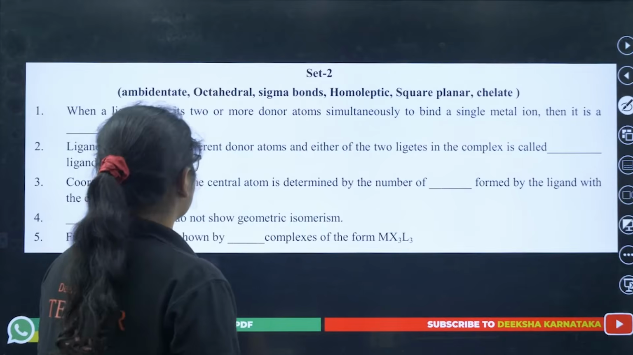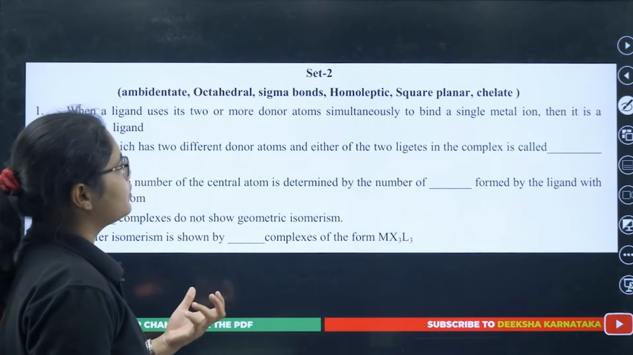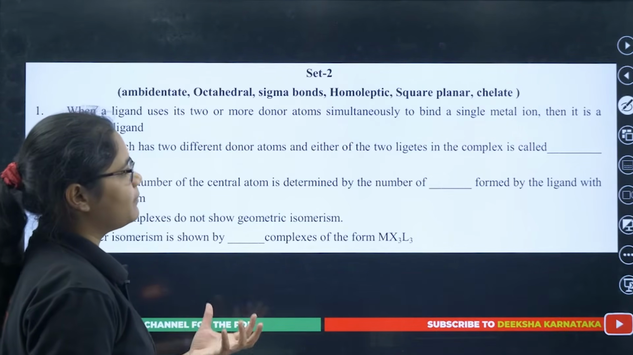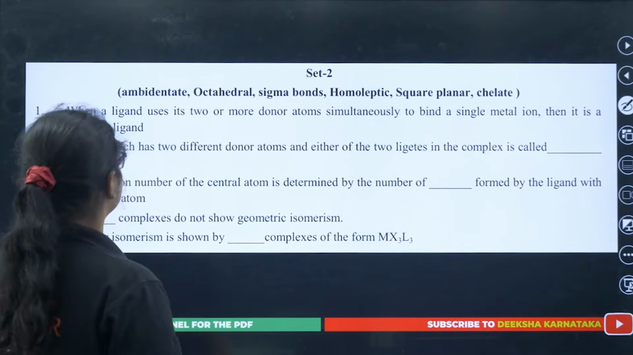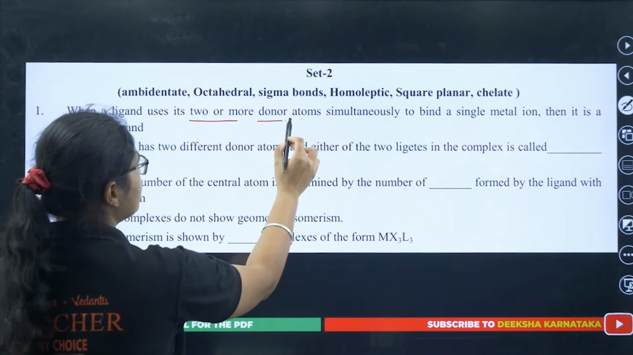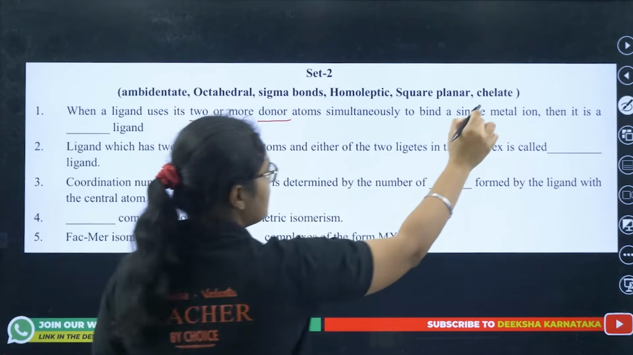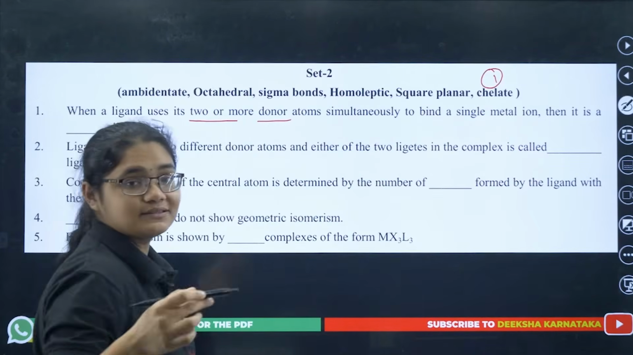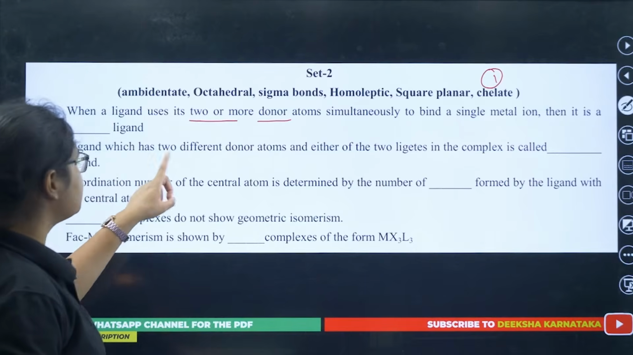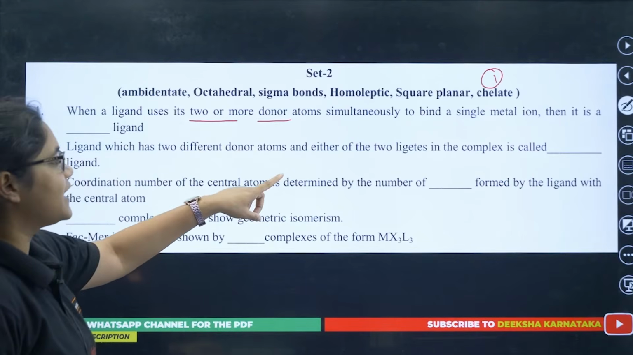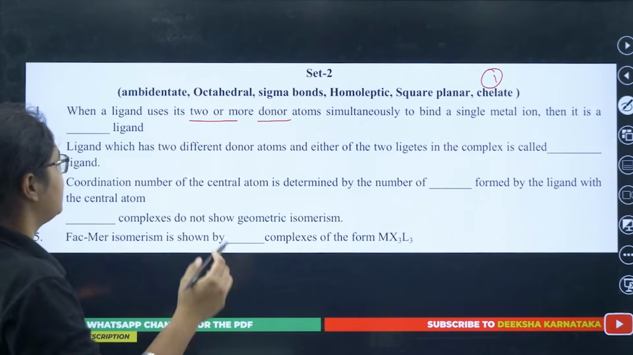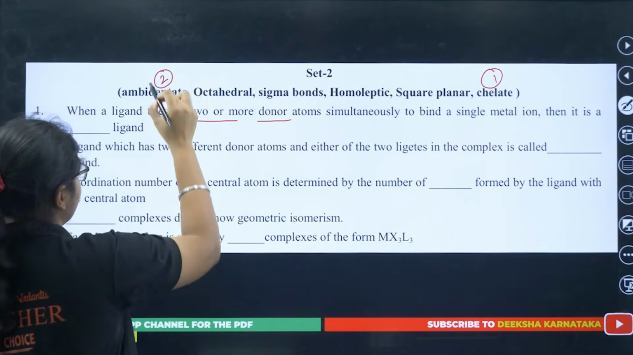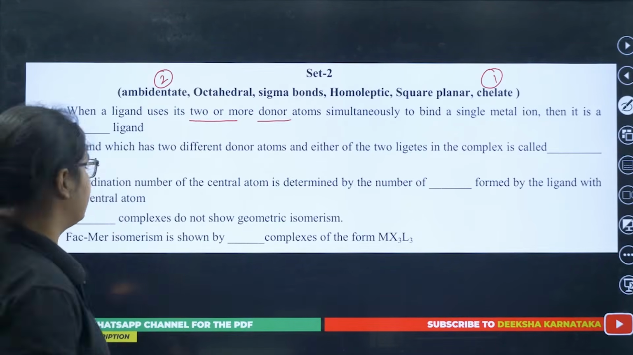When a ligand uses two or more donor atoms simultaneously to bind a single metal atom, then it is a chelating ligand. Simultaneously means it is a chelating ligand. Ligands which have two different donor atoms, and either of the two ligates to the metal, so at a time only one donor site is binding, is called an ambidentate ligand.